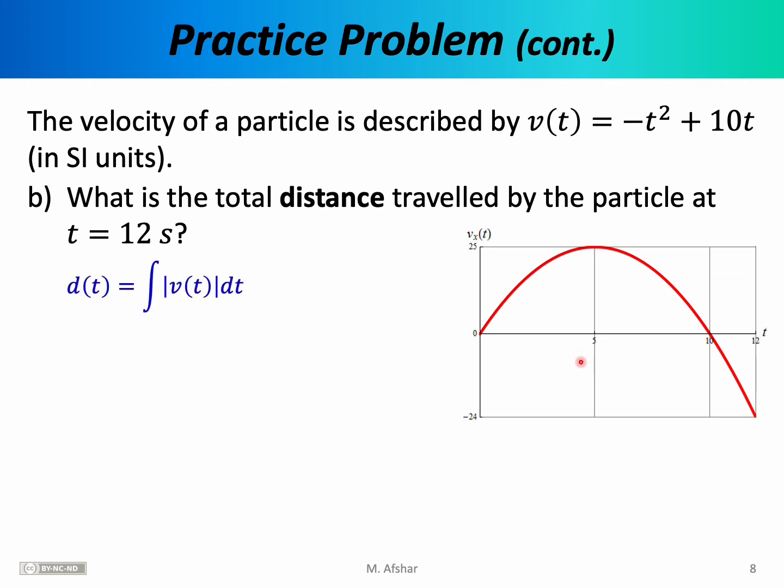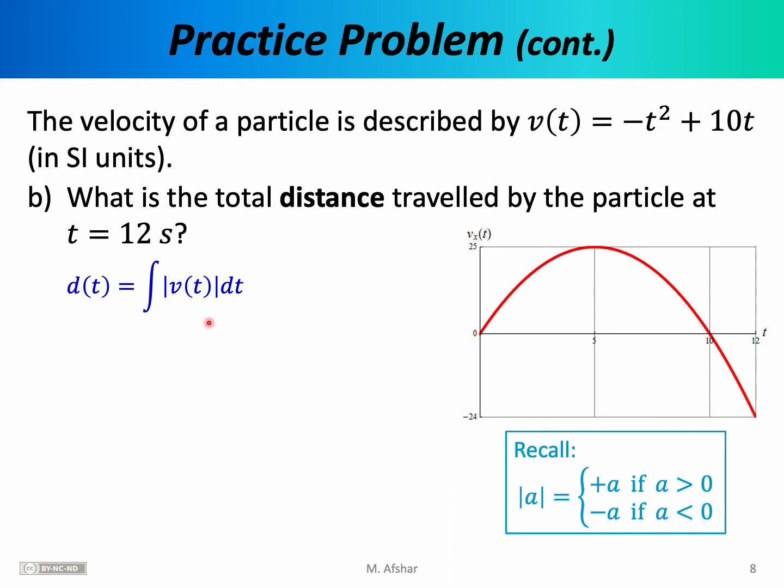Another way of saying the same thing is to say that distance is basically the integral of speed with respect to time, but it's the absolute value of speed that we care about. When it comes to distance, we don't really care whether the object is moving forward or backwards. It's simply the absolute value, that positive number representing speed.